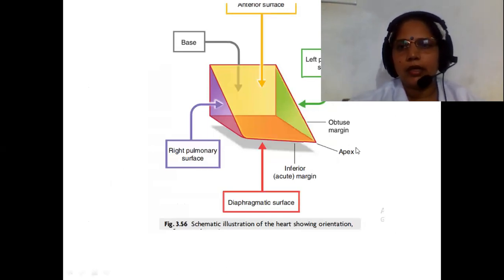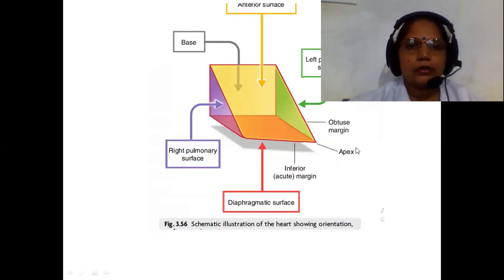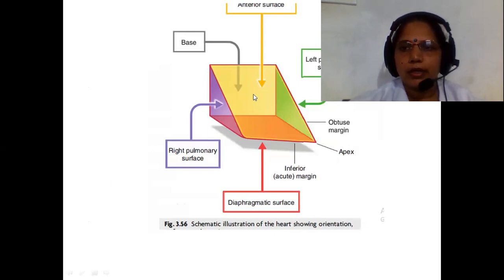This is the schematic diagram. In this schematic diagram, you can see very clearly. It is meant for understanding. So this is the main central part of the heart, or you can say this is the anterior surface of the heart. This is the diaphragmatic surface of the heart, and the base of the heart is present in the posterior of the heart. This is the right pulmonary surface. This is the left pulmonary surface. This is the apex, and this is the inferior margin or inferior border of the heart.